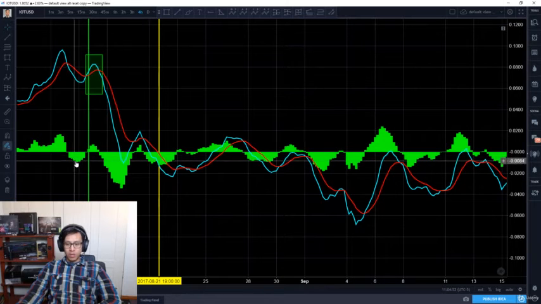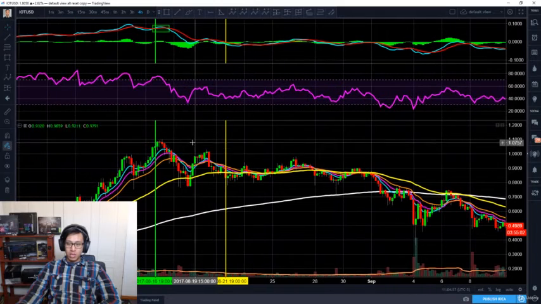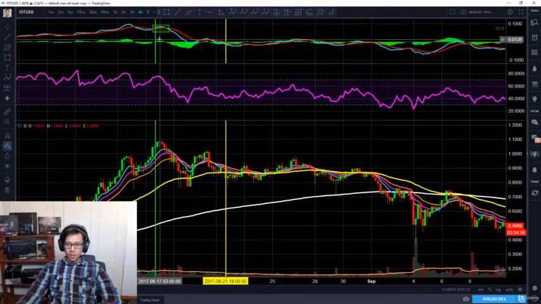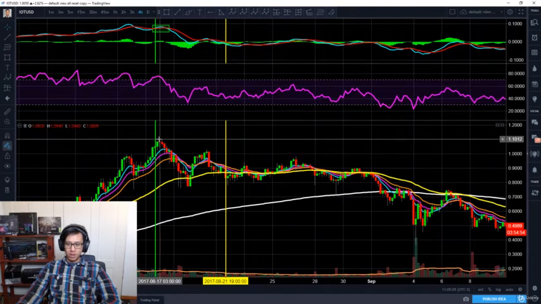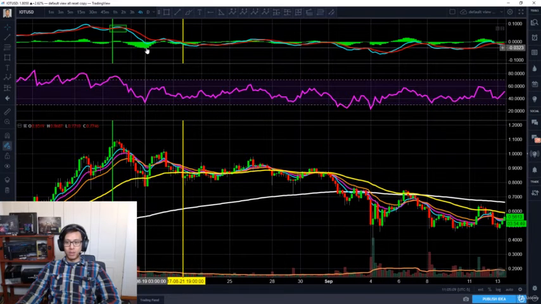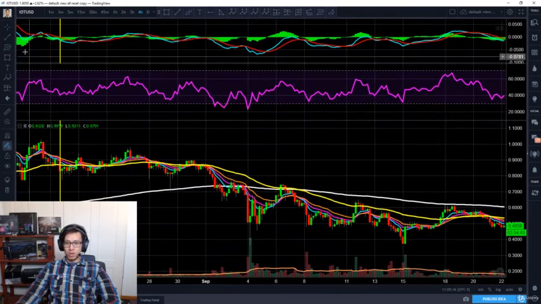We just see down, down, down, down, down, and then up, up, up, up, up. If you look at it right here, it goes down, down, down, down, down, and then it goes up, up, up, up. So even if you trade on the histogram alone, you can be successful. Buy at the bottom of the histogram, sell at the top of the histogram. It's pretty easy to do, in my opinion.